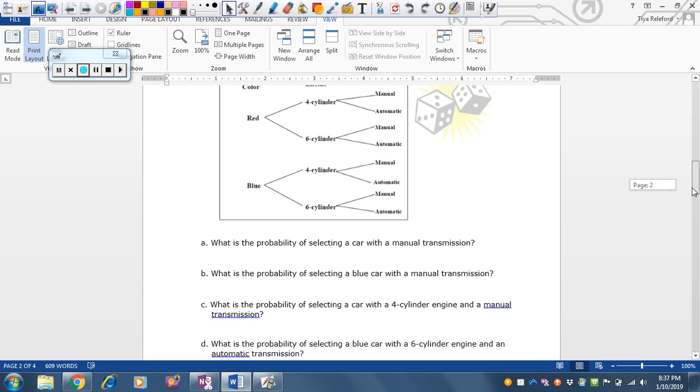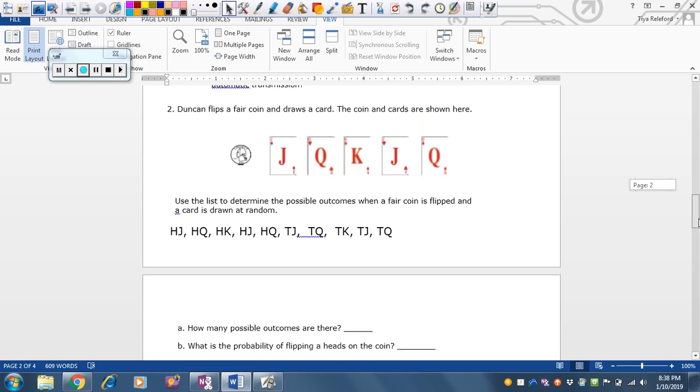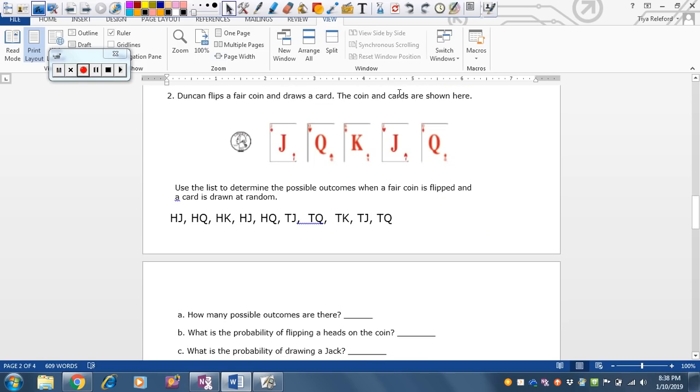The last one says, what is the probability of selecting a blue car with a 6-cylinder engine and an automatic transmission? So it has to be blue with a 6-cylinder and automatic. We don't want anything that's red and we don't want anything that's 4-cylinder. Good thing about that one, it doesn't even have to be simplified. Your total is still 8. Good job.